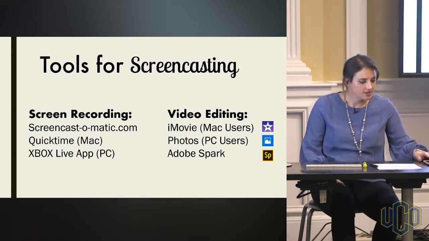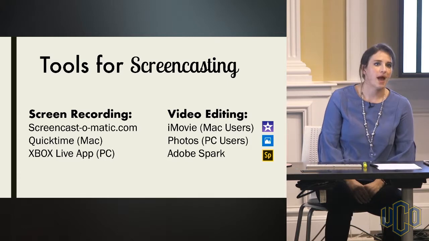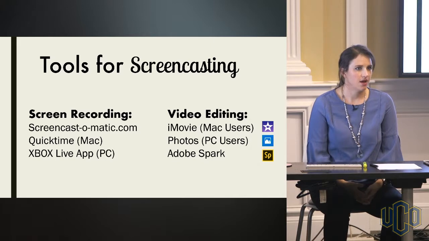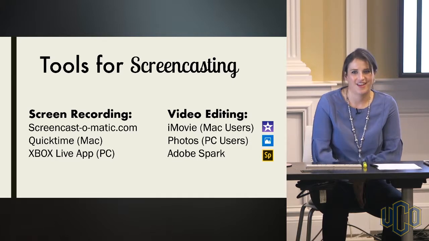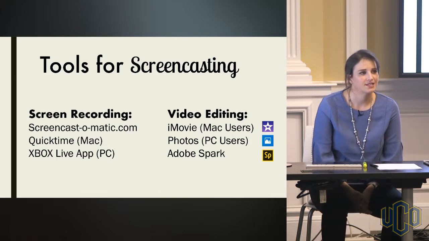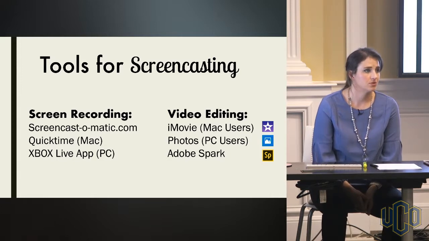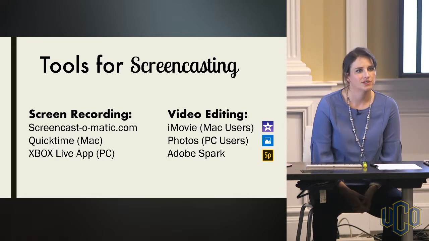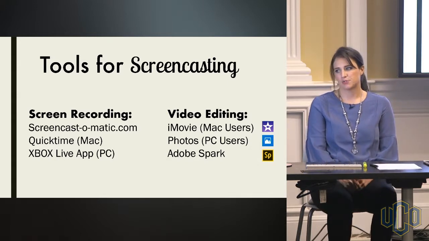Some tools for screencasting. Let me check my time real quick. Screen recording: Screencast-O-Matic, and then QuickTime on Macs that I showed you. The Xbox Live app on PC, and I'd hate to leave all the PC people hanging. I can make a screencast really quickly and send it out later on how to use the Xbox Live app, which is built into Windows 10 at least, for screen recording. It's easy and you don't have to add an application or anything like that. But Screencast-O-Matic is your best bet.